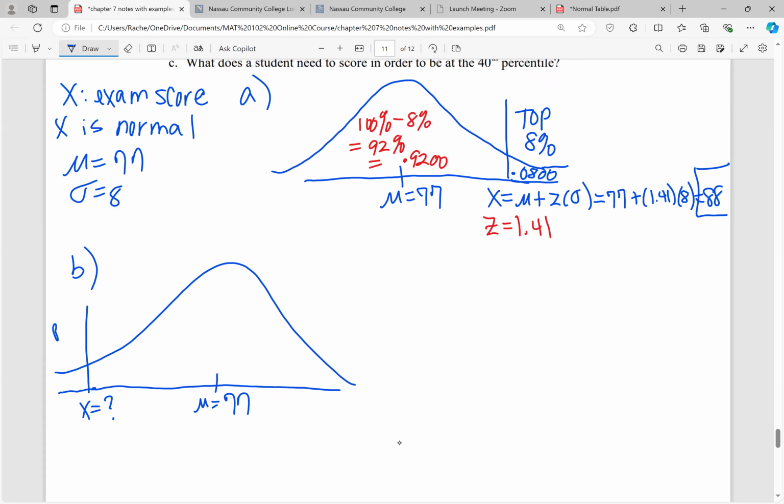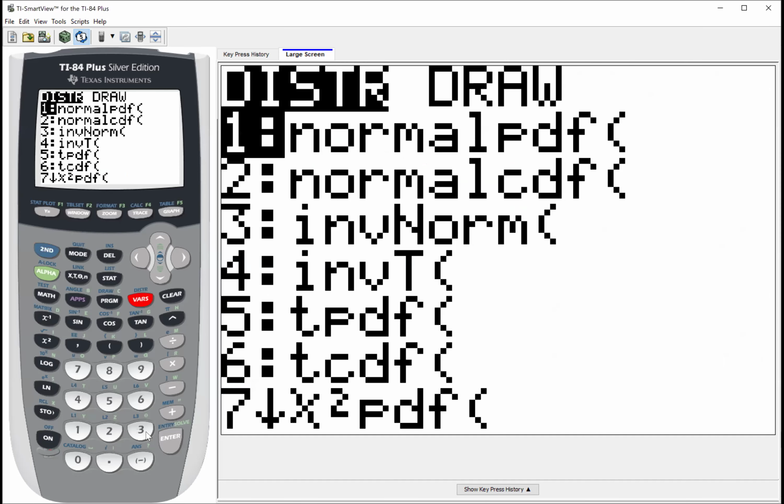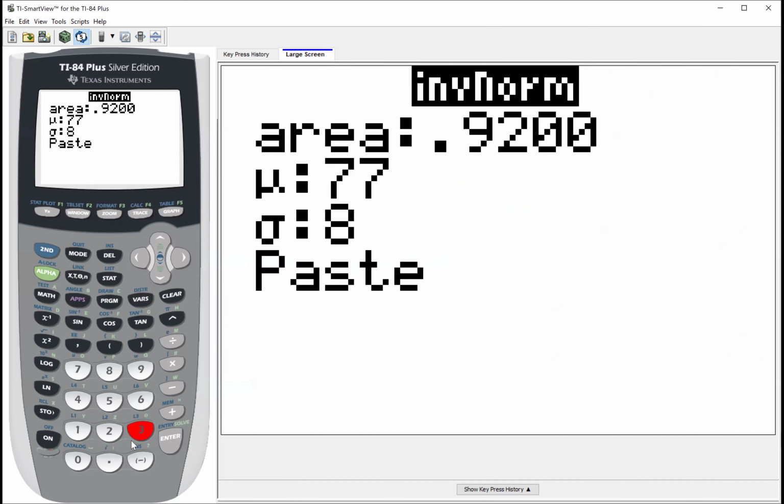So let's say this is the bottom 5%, and that makes this area 0.05, right, as a decimal. So what is this X value, this score that cuts off the bottom 5%? I know the area to the left, right? It's 0.05. So we could go ahead and do inverse norm because I want a score, particularly a raw score. So second, the Vars key, we'll pick inverse norm. The area to the left now is 0.05.